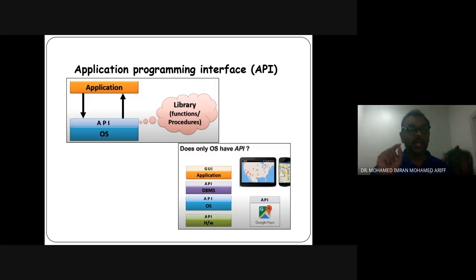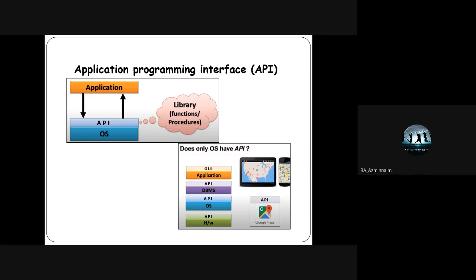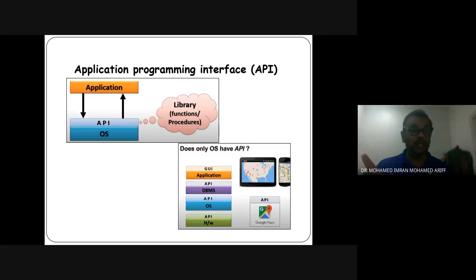Tapi the setback of API, you selalu kena update. If there is a new function, you kena update. That is the setback of API. Tapi kalau device driver, you kena install. Dia punya update jarang ada update lah. Tapi API selalu ada update. There are more updates.